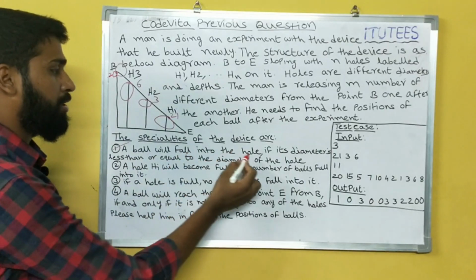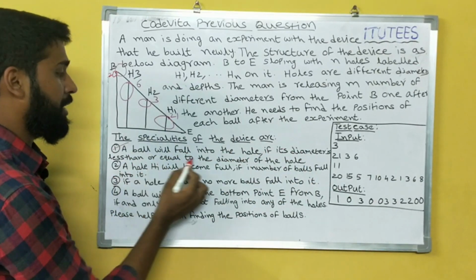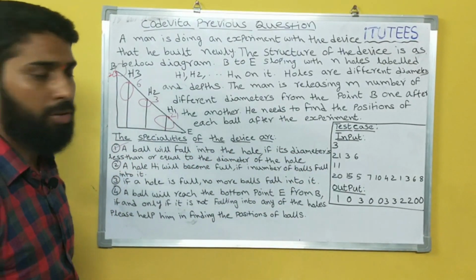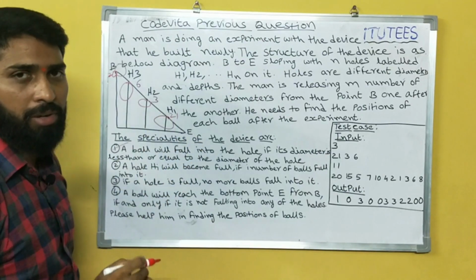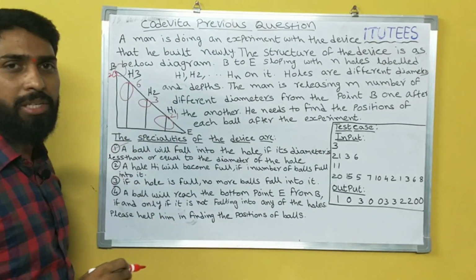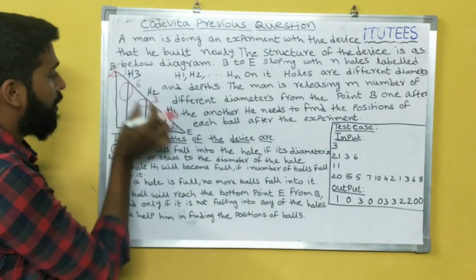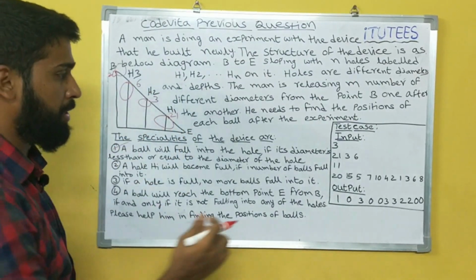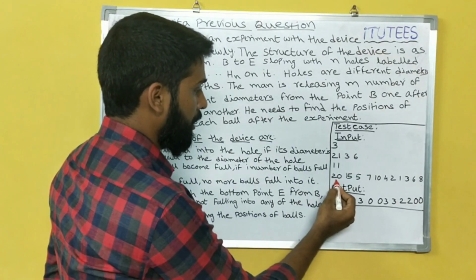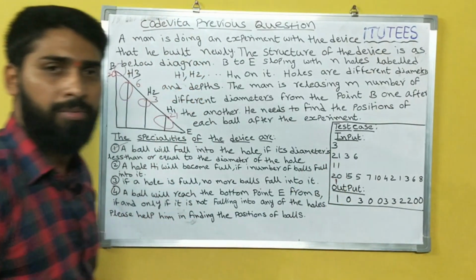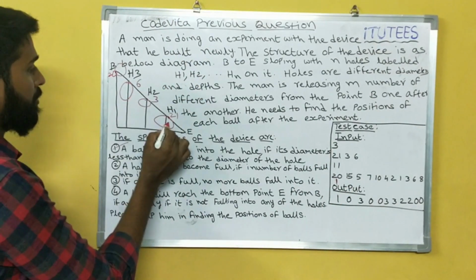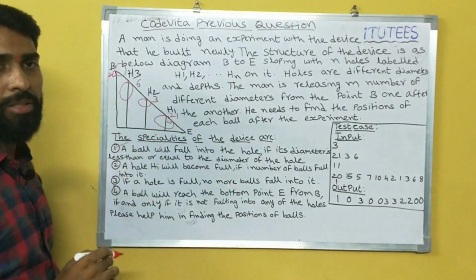A ball will fall into the hole if its diameter is less than or equal to the diameter of the hole. What is the diameter of the hole here? 21. And here the diameter is 20. So it falls down to this hole. That means 20 falls in the first hole. So next one, that means 20 is fall in this.